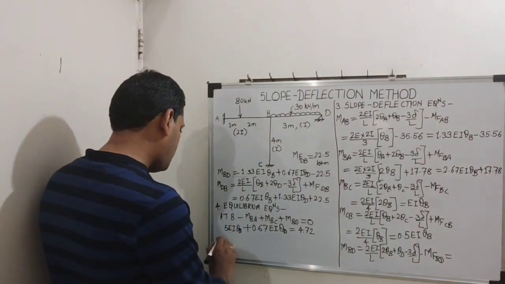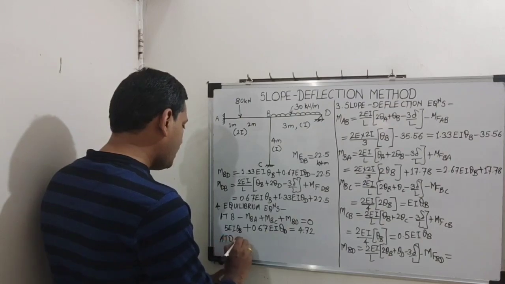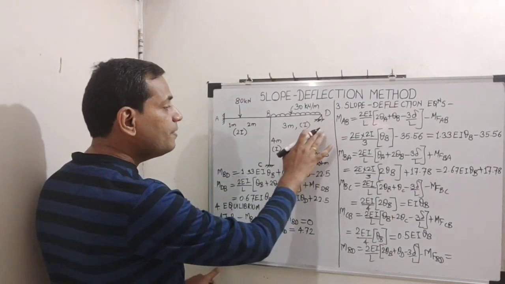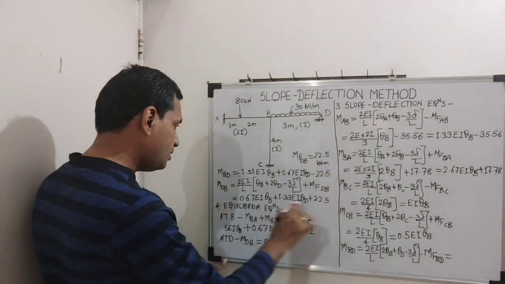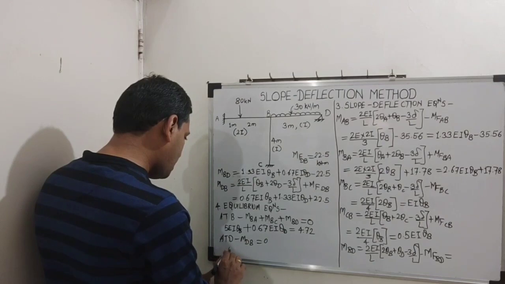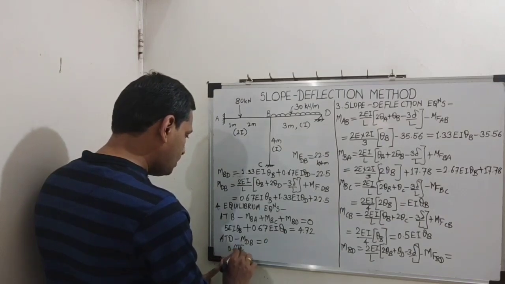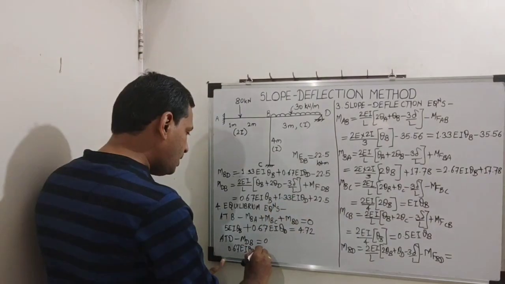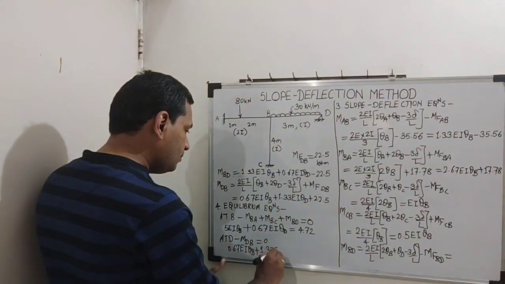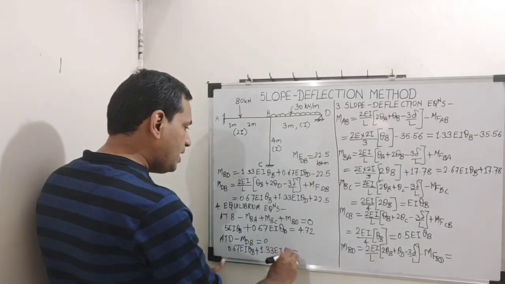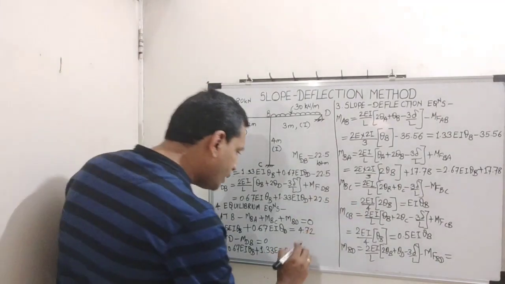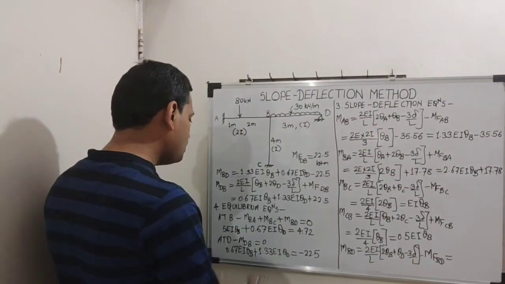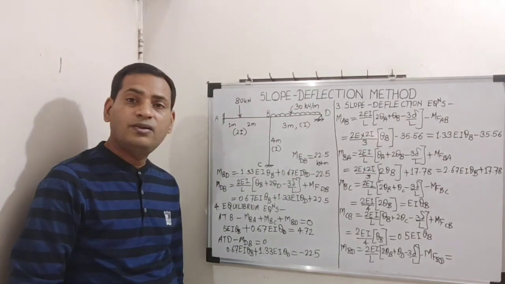Second condition, at D we have MDB equal to 0. What is MDB? MDB is, I think, here. Yes, 0.67 EI theta B plus 1.33 EI theta D, and this 22.5, bring it on right hand side, will become minus. So we have to solve these 2 equations simultaneously.